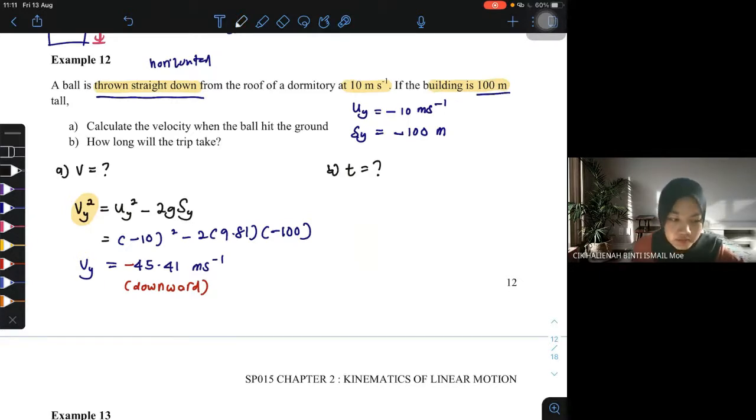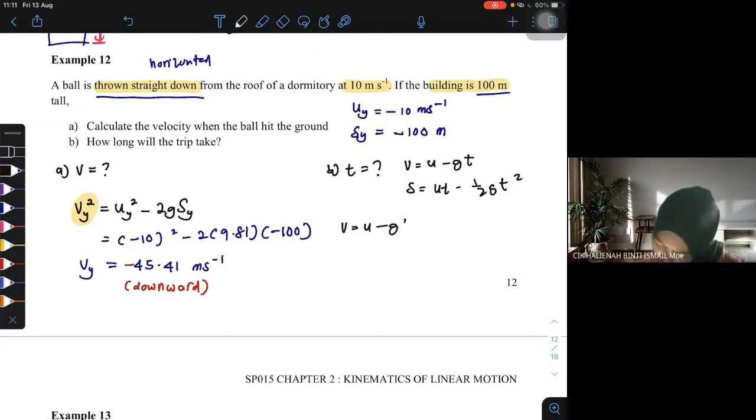Okay, so if you want to find the time, can either use V is equal to U minus GT, ataupun the other one, S is equal to UT minus half GT squared. So either one you should be able to get the same value. Mana-mana pun kamu boleh gunakan dan kamu akan dapat jawapan yang sama juga. So kita guna yang lagi senang dekat sini. V is equal to U minus GT. So V dekat sini adalah negatif. Kena include negatif 45.41 and then U adalah negatif 10 minus 9.81 T.